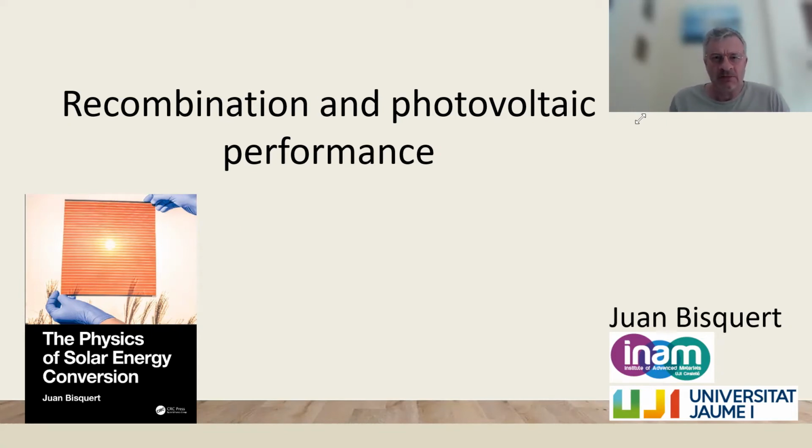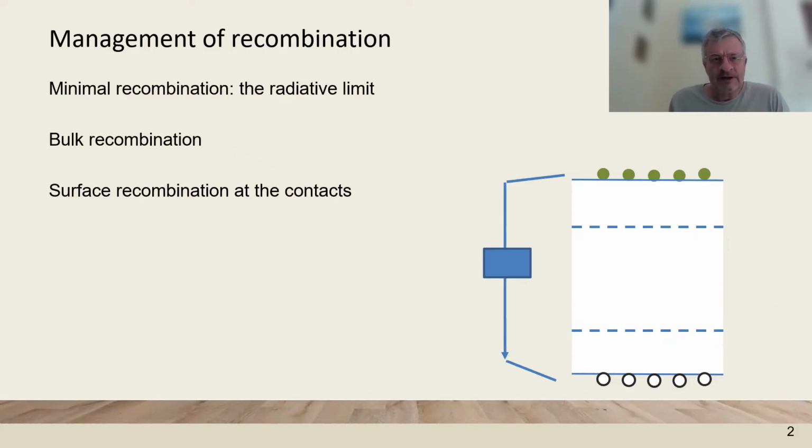Recombination and photovoltaic performance. The management of recombination is essential for obtaining high-performance solar cells. We explained that in a solar cell, electrons and holes are created by light, and then they have to come to equilibrium, and they can do so inside by recombination or make work in the outer load. There is a minimal amount of recombination.